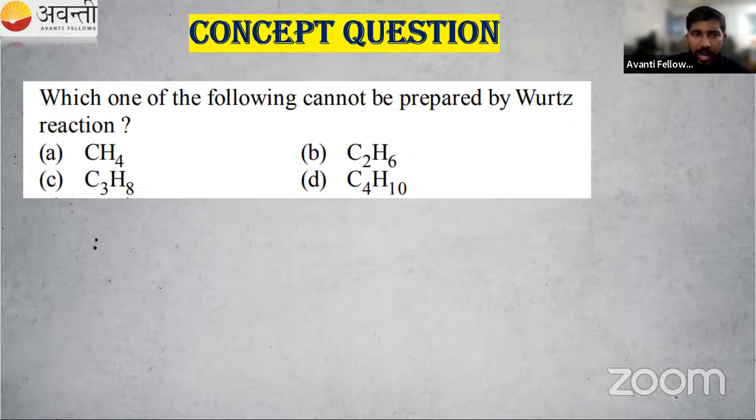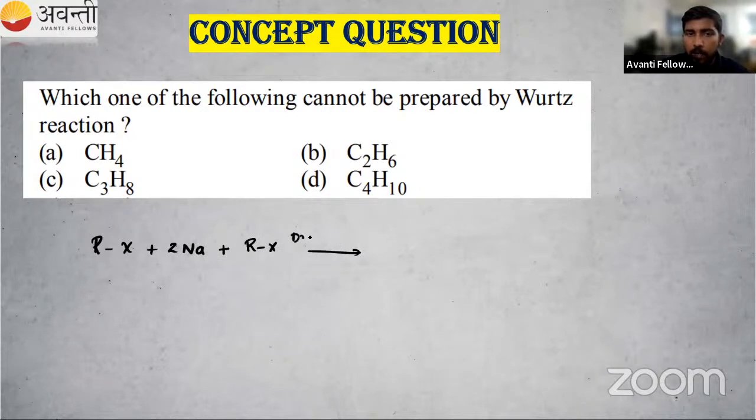I can write Wurtz reaction as an alkyl halide plus sodium. Sodium is highly reactive in nature. Then one more alkyl halide in the presence of dry ether. So what is dry ether? Ether we have studied. I can take ethoxy ether, C2H5O C2H5. This is ethoxy ether. So in the presence of dry ether we are doing the reaction. What are we getting? We are getting alkanes, R-R, not triple R.